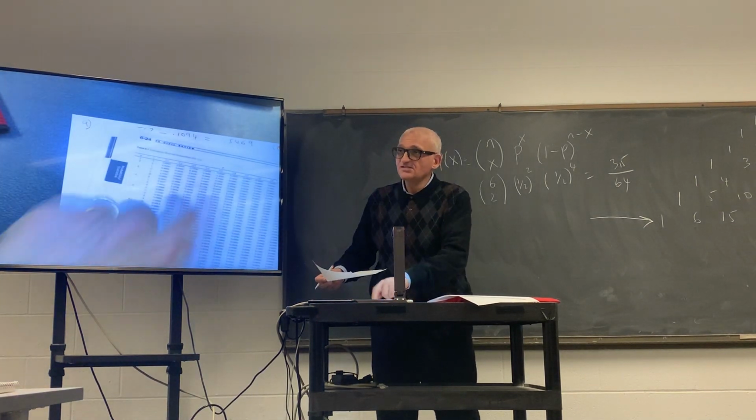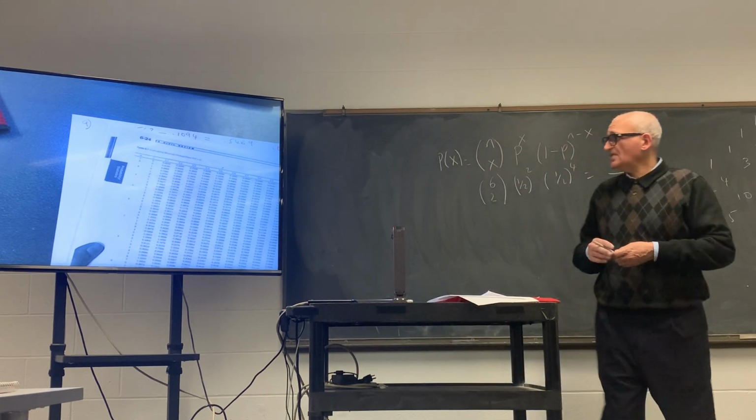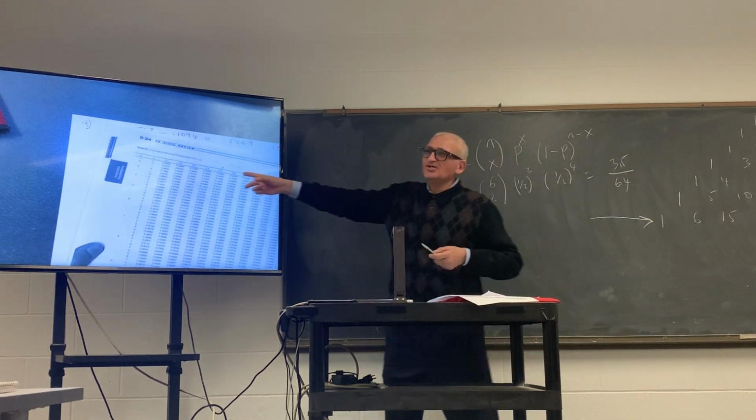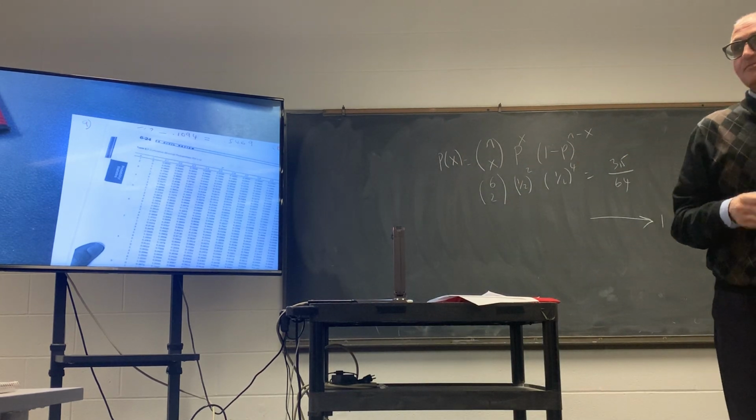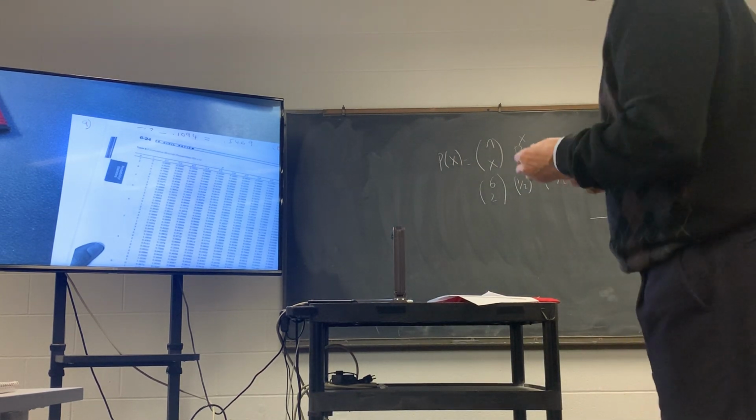Okay, did you understand that? So usually this works if the probability is not 0.5. If it's 0.5, really it doesn't take you long to construct the Pascal triangle, and it's so easy.